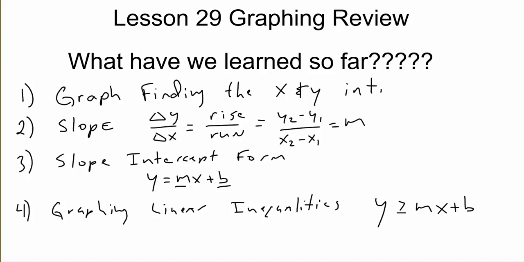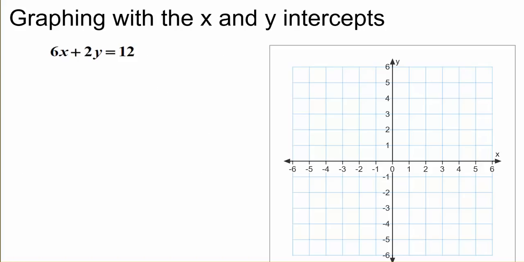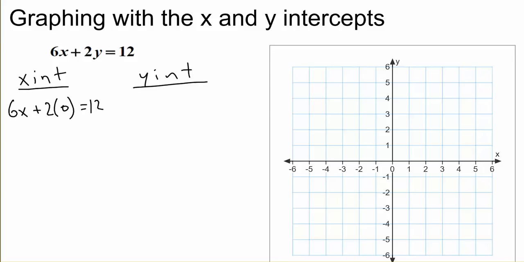So we've learned quite a bit so far. Today we're going to practice that. Let's practice graphing with the x and y intercepts. You guys should do all these first. If you're watching this on the video, you should try and do this and then watch and make sure you did it right. Our x-intercept, we're going to substitute in a 0 for y. That's going to eliminate our y variable. So we just have 6x equals 12.